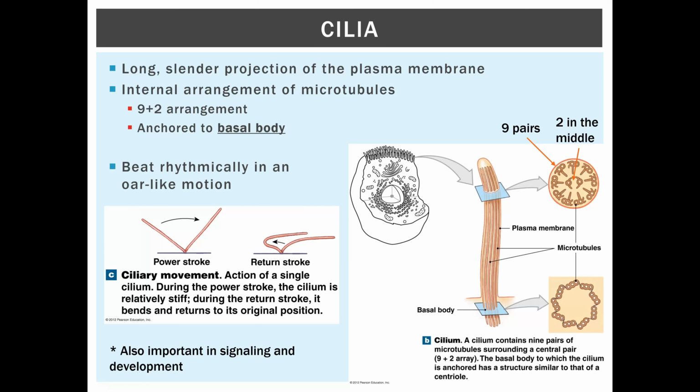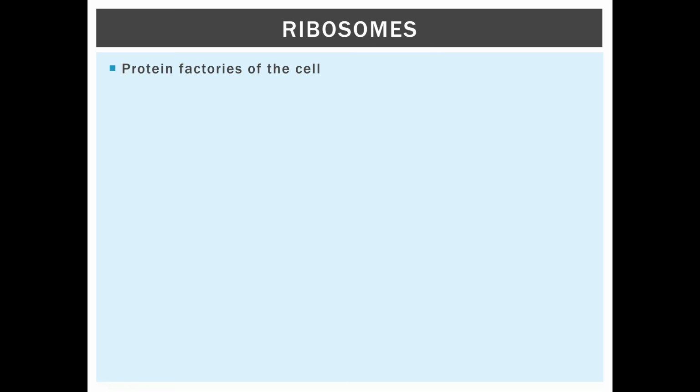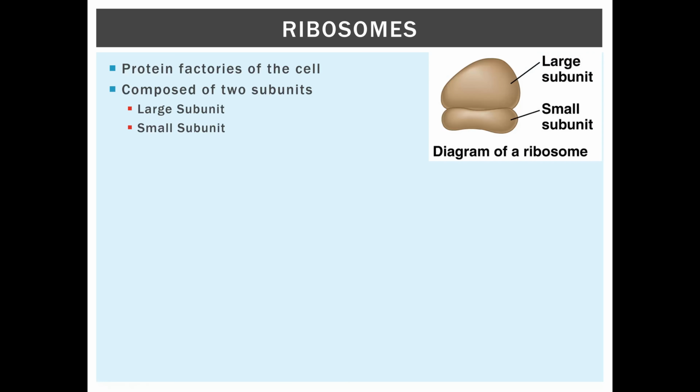The next structure is a ribosome. These are the protein factories of the cell. They are composed of 2 subunits, a large subunit and a small subunit. And the ribosomes are made of 60% rRNA, which actually stands for ribosomal RNA, and about 40% protein.